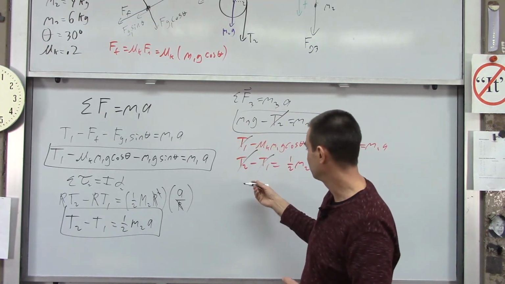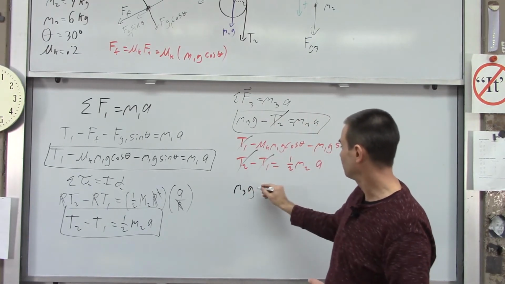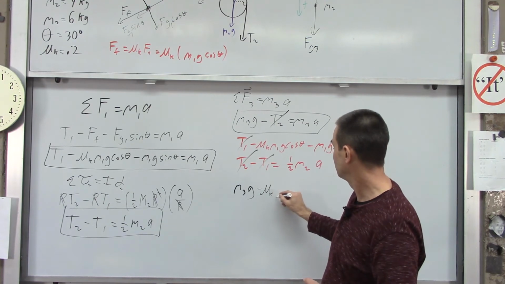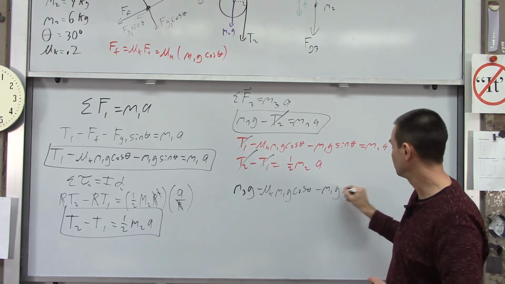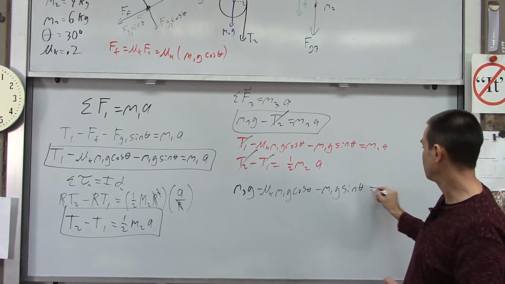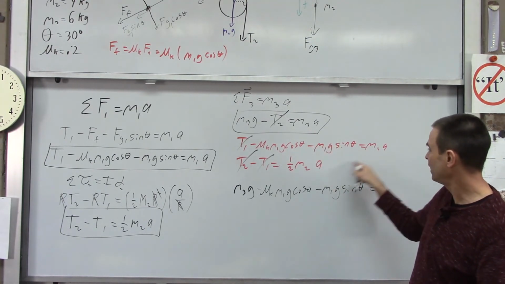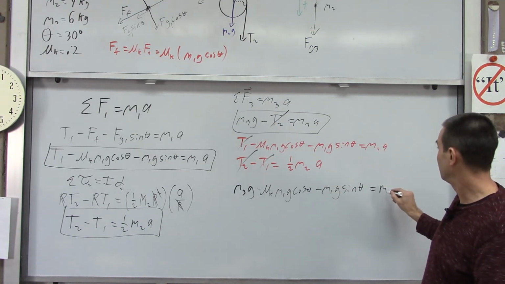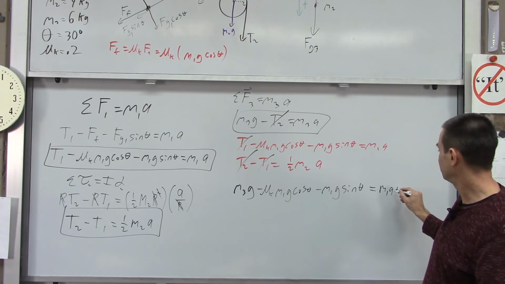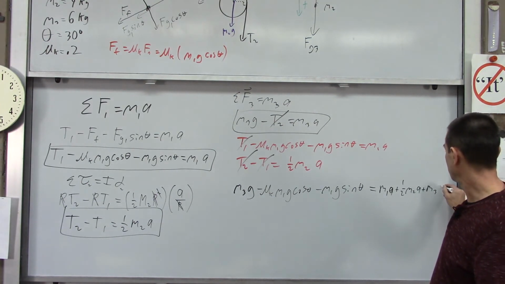You end up with that's our positive term, M3G, minus that, so minus mu sub k m1g cosine theta, minus this, which is m1g sine of theta, equals, on the right side of each equal sign, what do I got? Well, I got an M3A, I got an M1A, and I got a 1/2 M2A. And I'll write those in order. So we got M1A plus a 1/2 M2A plus an M3A.